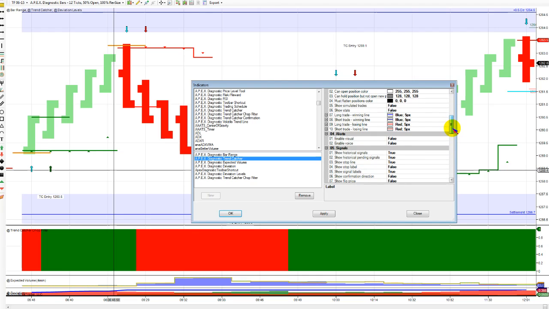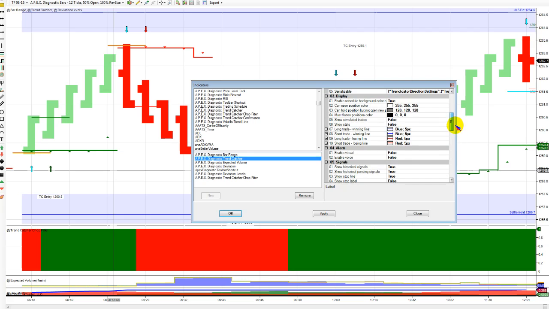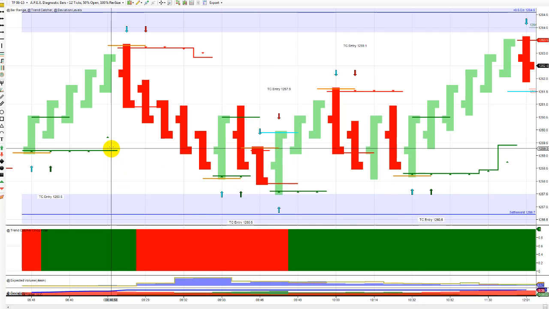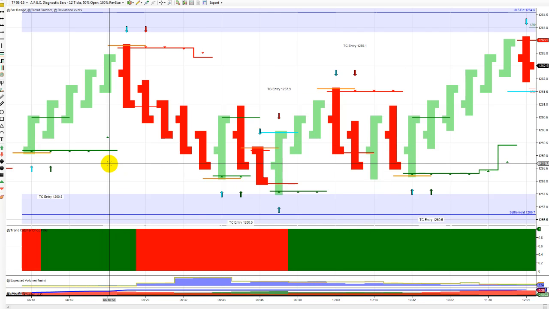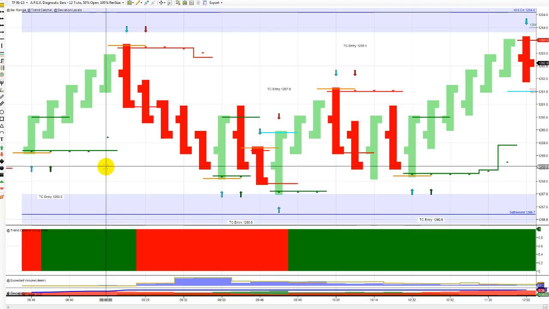Okay, so confirmation is off, and my stats and my sim are off because we haven't built that in yet. We're adding that in. Okay, and all I'm looking for is to enter on a trade, or no, to exit on a trade, basically when that filter flips.